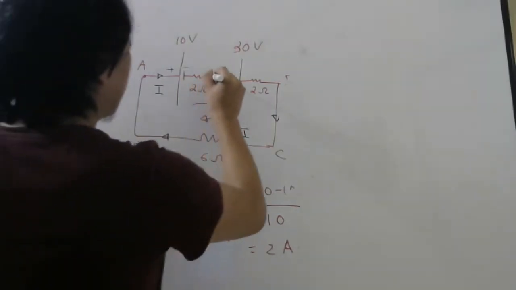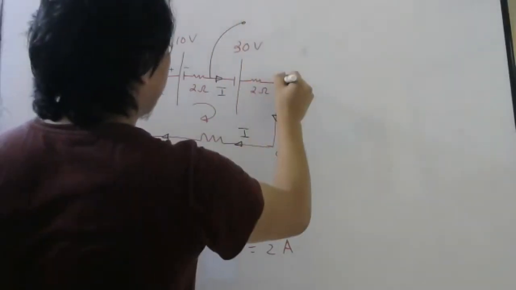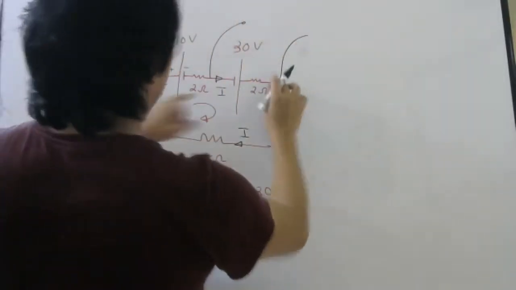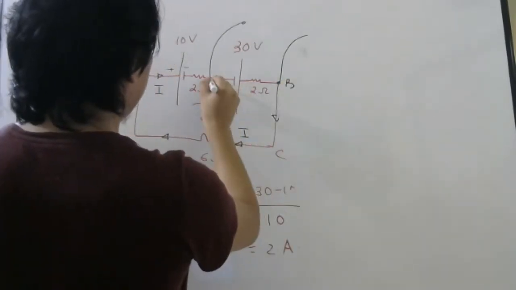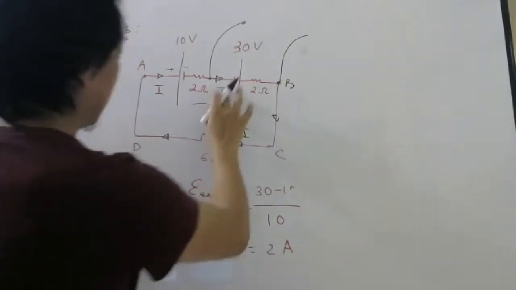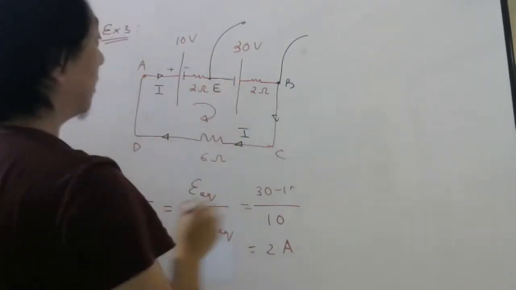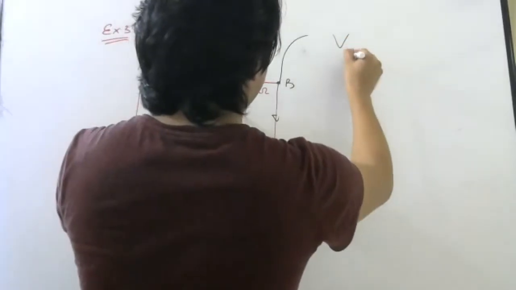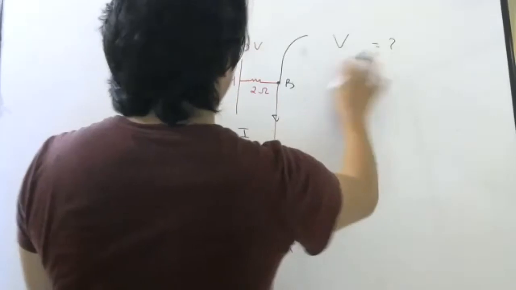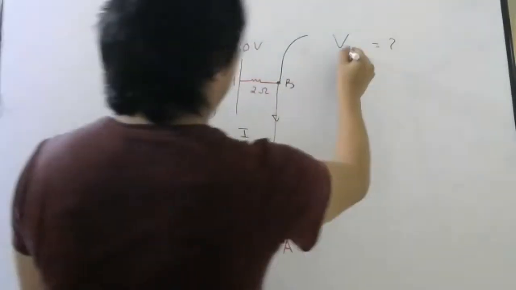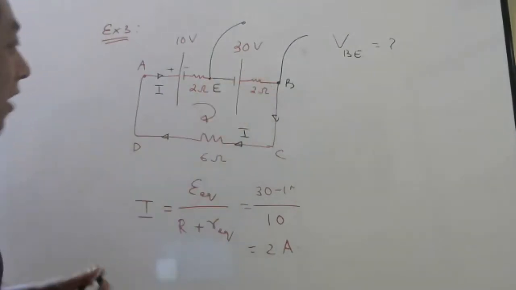Now, they may sometimes ask potential difference here. So this is A. What was this point? B. Let me call this point E. So if I ask potential difference between E and B, B is higher because this is plus, so let me write BE. So what is the potential difference here if I ask?